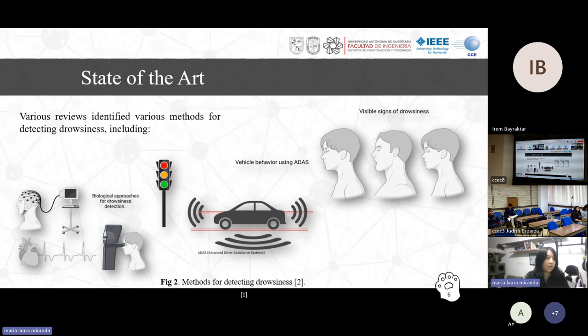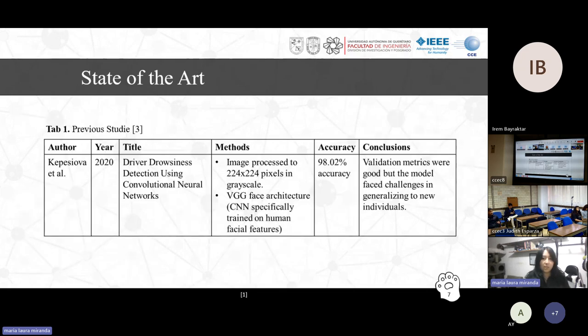And how can we work with visible signs? Well, here we have an example of a study conducted in 2020 by Kipsova and his team, demonstrating the detection of drowsiness, reaching an accuracy of 98.2%. However, despite the model's strong metrics, it struggled with recognizing new faces when it was submitted to additional testing. This work was achieved by using convolutional neural networks and image processing.